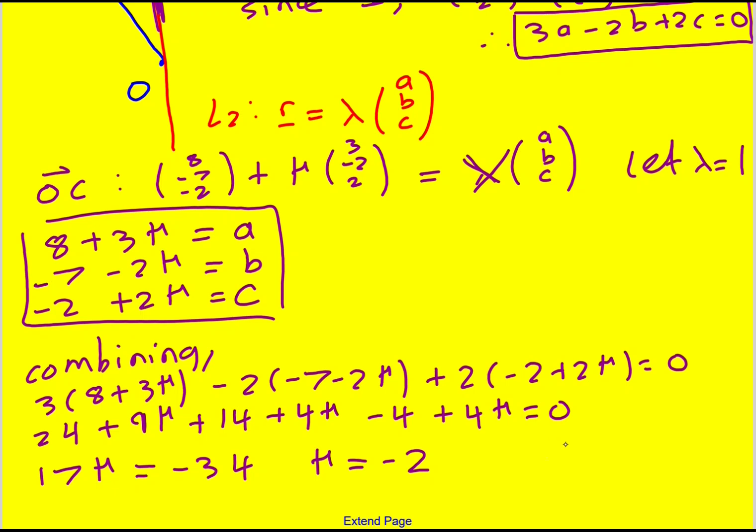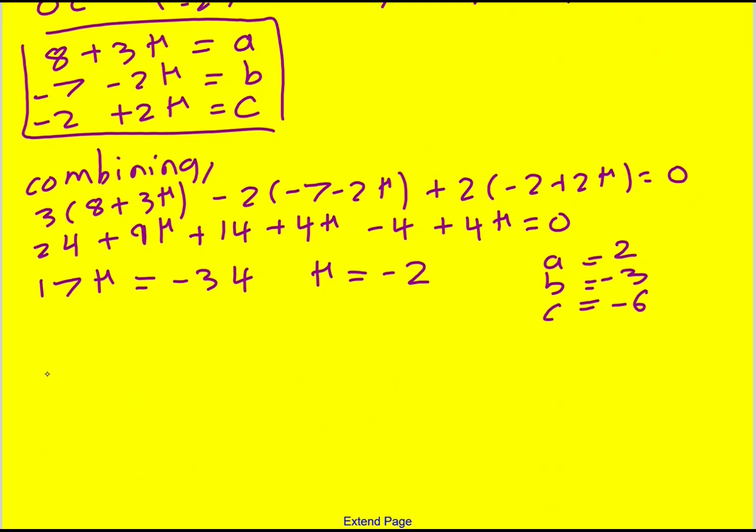So now I can work out A. It's going to be 8 minus 6, so 2. B ends up being minus 3. And C is equal to minus 6. So therefore L2, r is equal to, I'm bringing mu back in now, it was only at the point C when it was equal to 1. So it's going to be mu times (2, minus 3, minus 6).